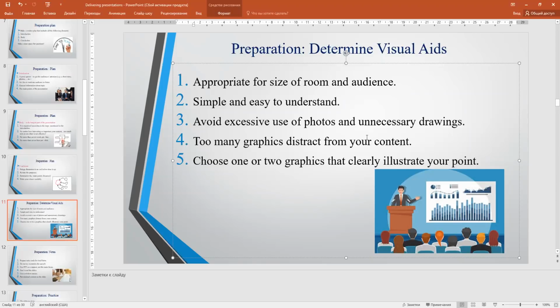If your presentation includes lots of graphs, the audience may spend their time understanding your graphs without listening to you, without noticing your keywords. And finally, you can see choose one or two graphs that clearly illustrate your point. Make sure you've chosen one or two graphs that clearly illustrate your point.